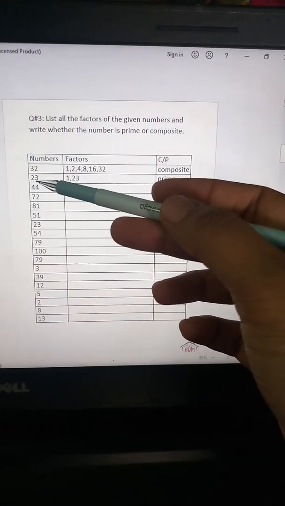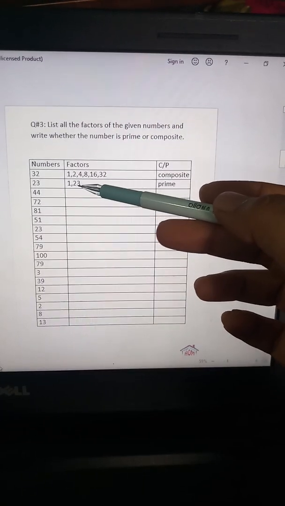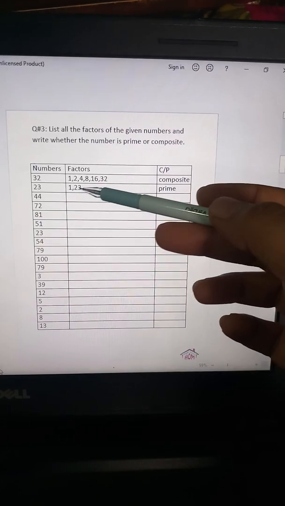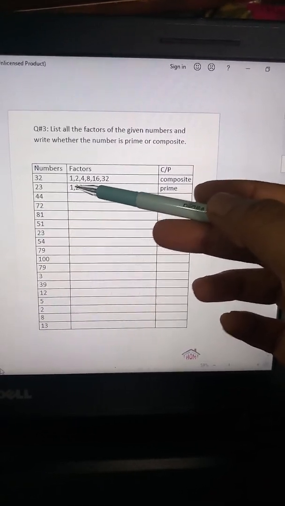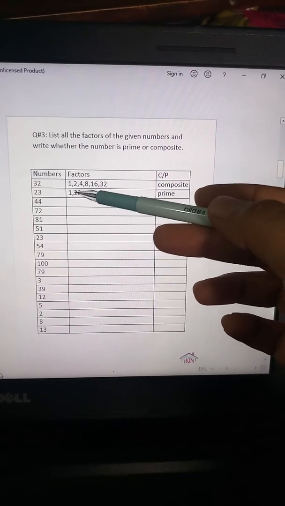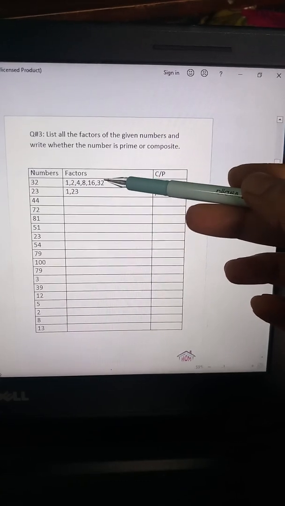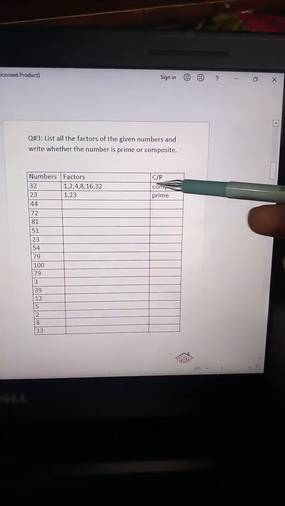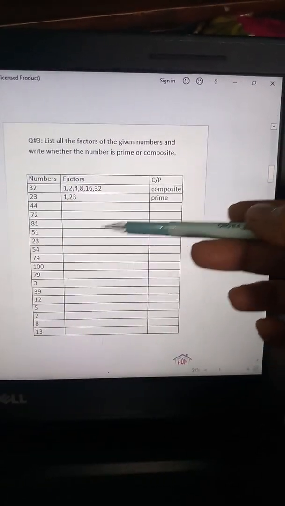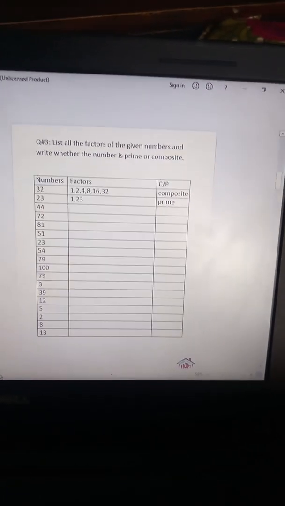And 23 comes in only the table of 1 and the table of 23, so it has only two factors, 1 and 23. If the number has only two factors, then it is called a prime number, and if the number has more than two factors, then it is called a composite number. So you have to find the factors of all these numbers and tell whether each is composite or prime.